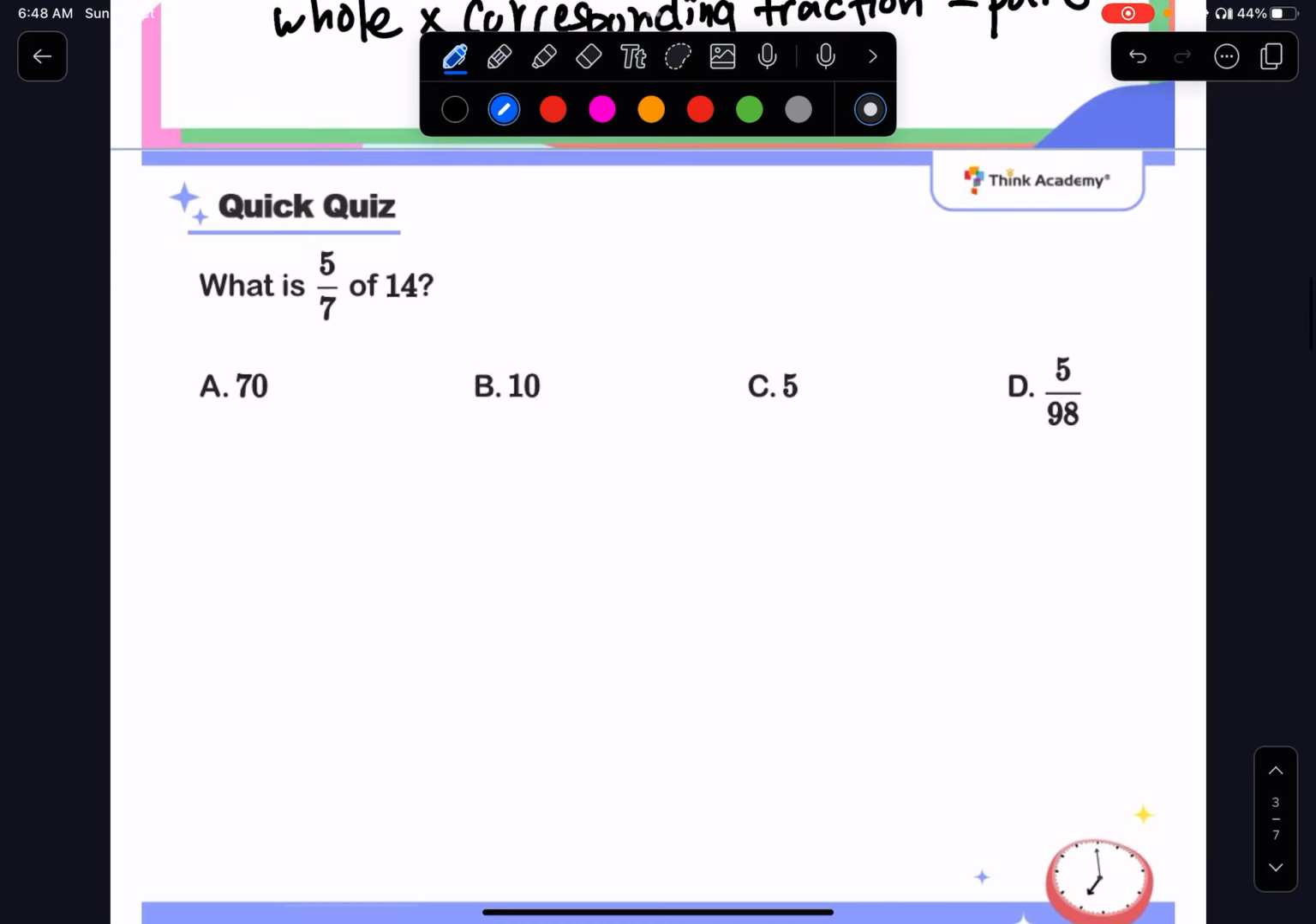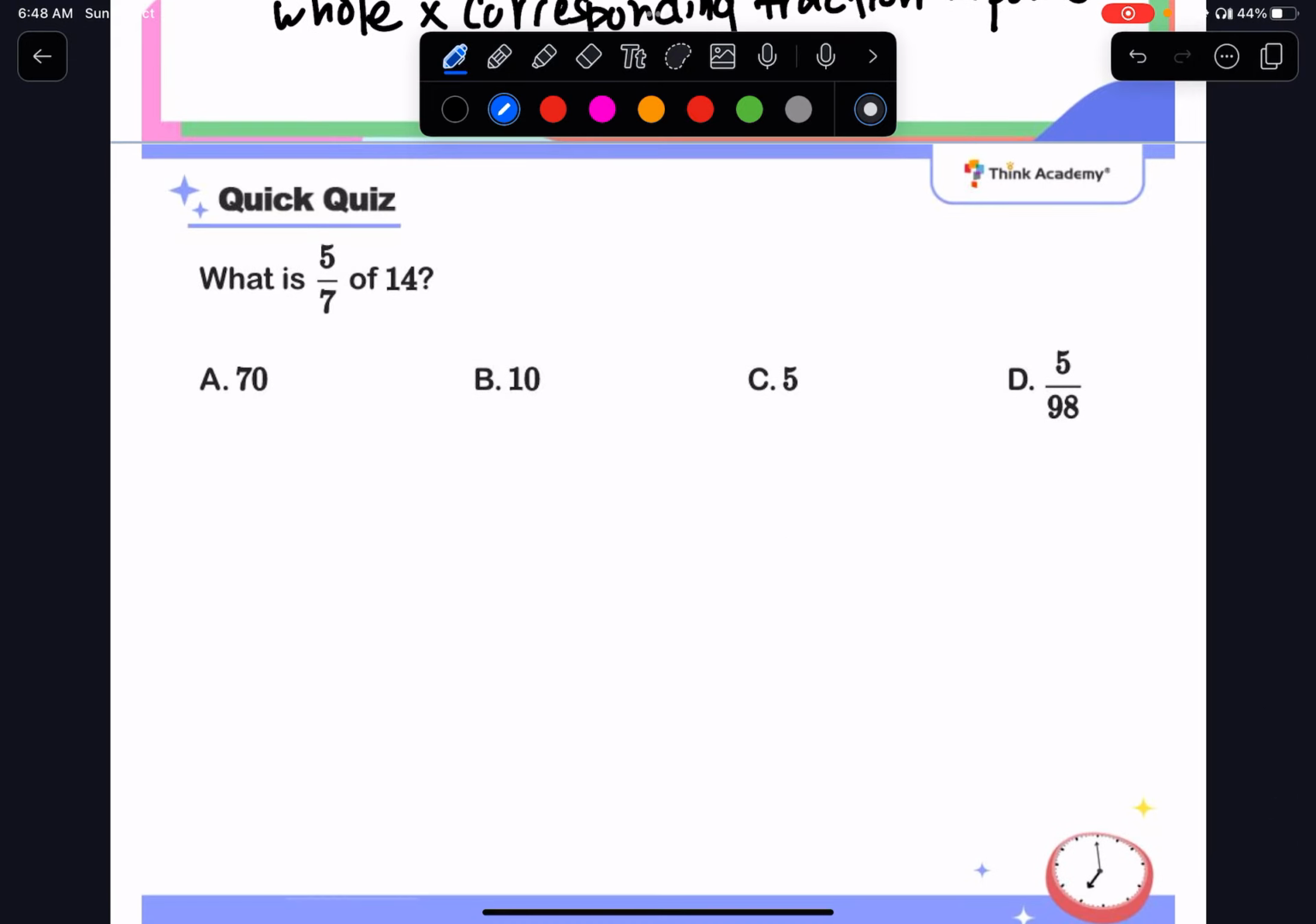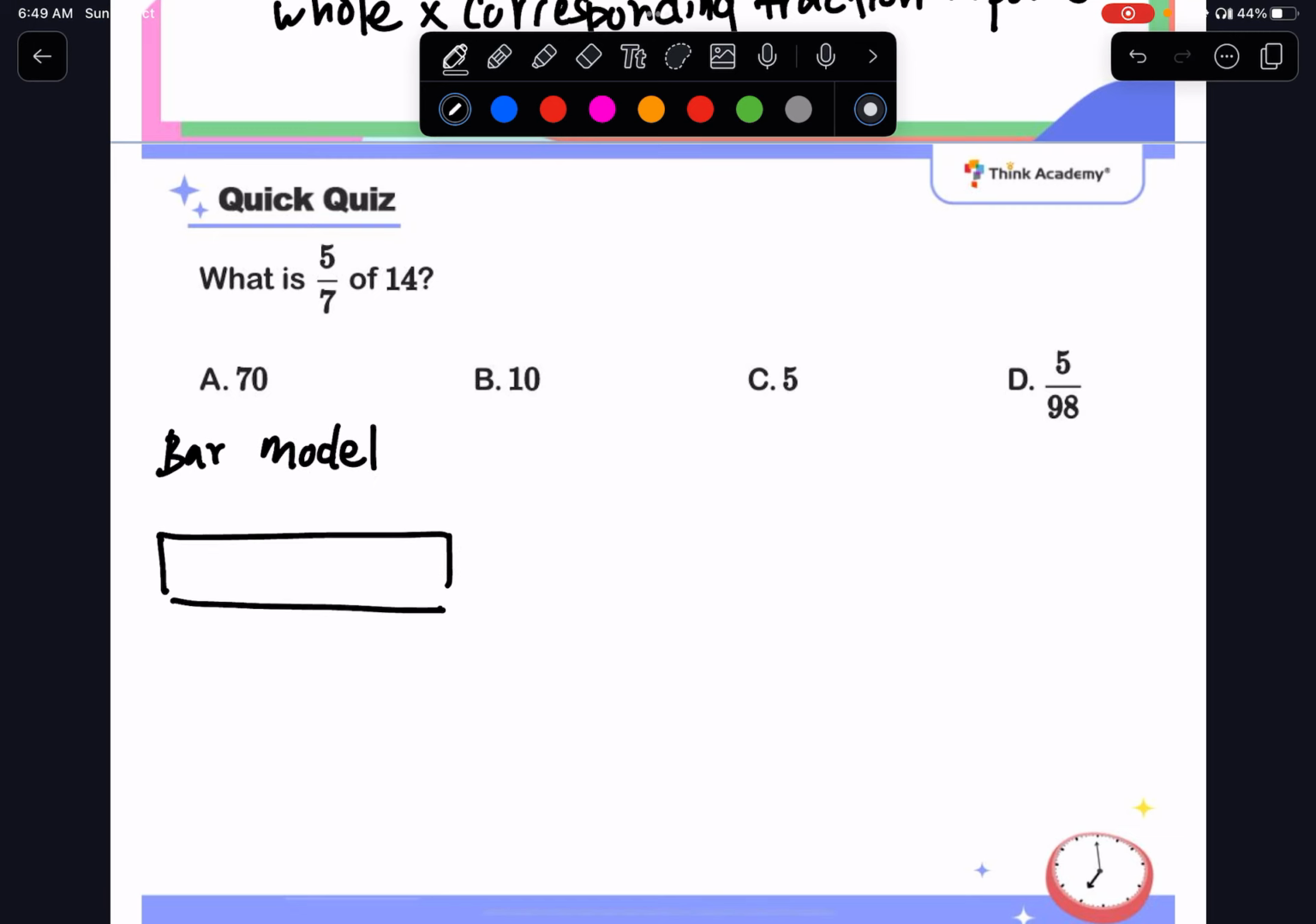So let's do some exercise. What is 5/7 of 14? So you can use bar model or you can use fractions. I can do both. So for bar model, basically you draw a bar. So maybe this is the bar. You cut the bar into how many equal pieces? Into 7 equal pieces, right? So 1, 2, 3, 4, 5, 6. So here we have 7 pieces and you get 5 pieces out of that. So 1, 2, 3, 4, 5.